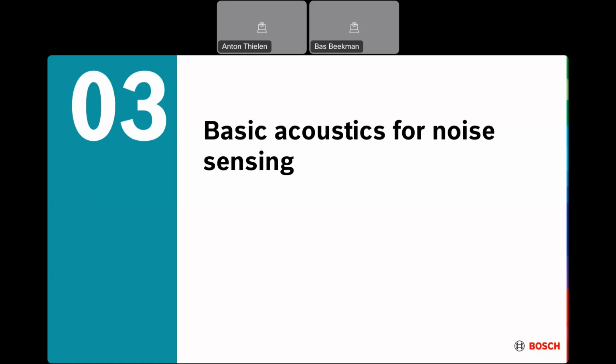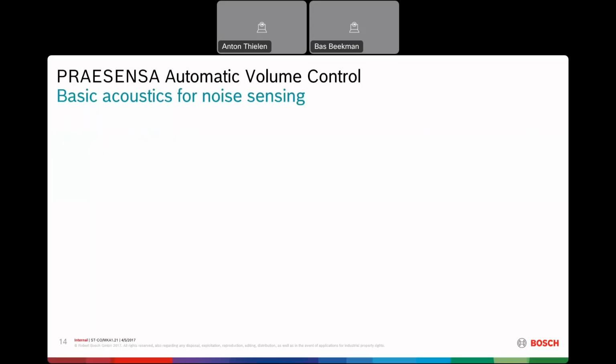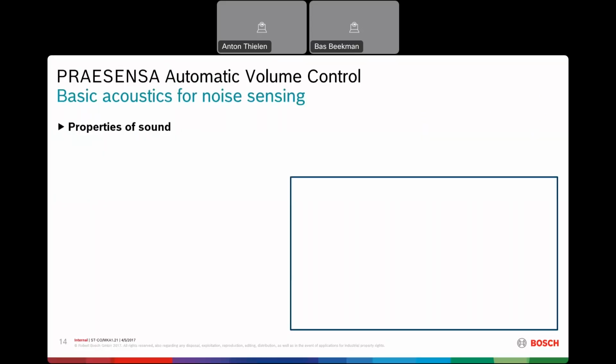Then we go to the next step. That is the basic acoustics for noise sensing. And this is important later on to understand where you should position these sensors. So let's first have a look at the properties of sound.